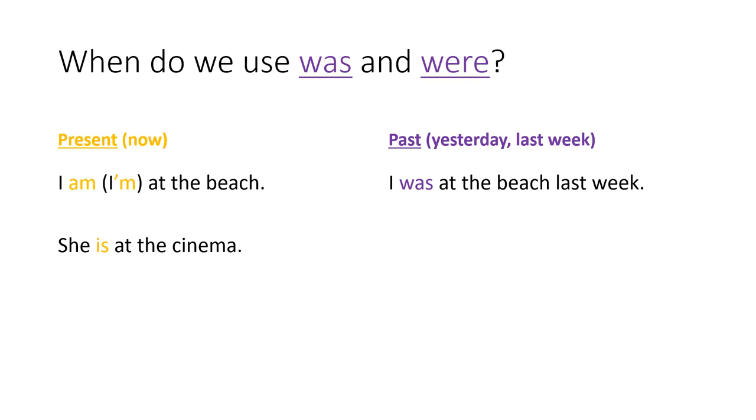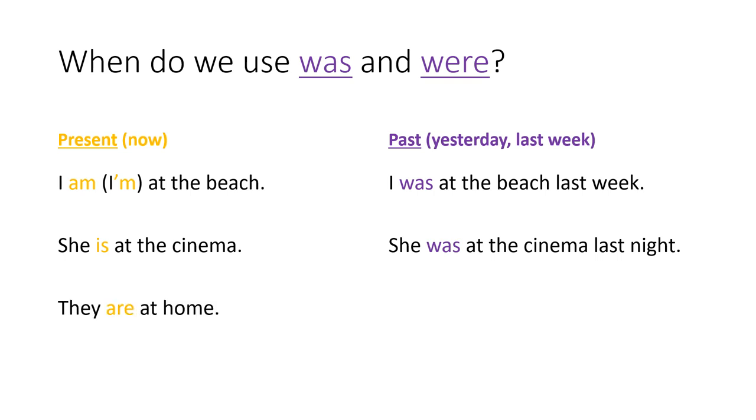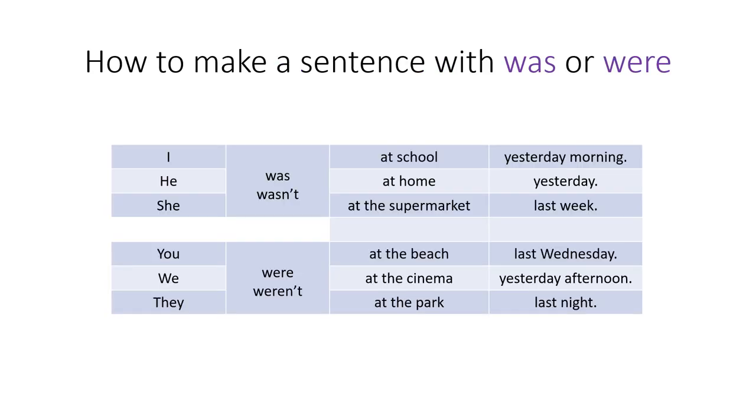In the present, we say she is at the cinema. But in the past, we have to say she was at the cinema last night. In the present, we say they are at home, but in the past, we have to say they were at home yesterday, for example.